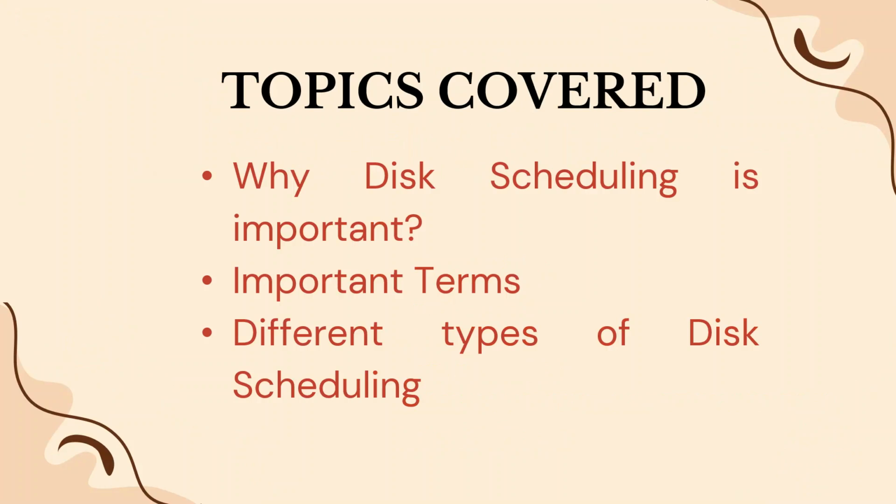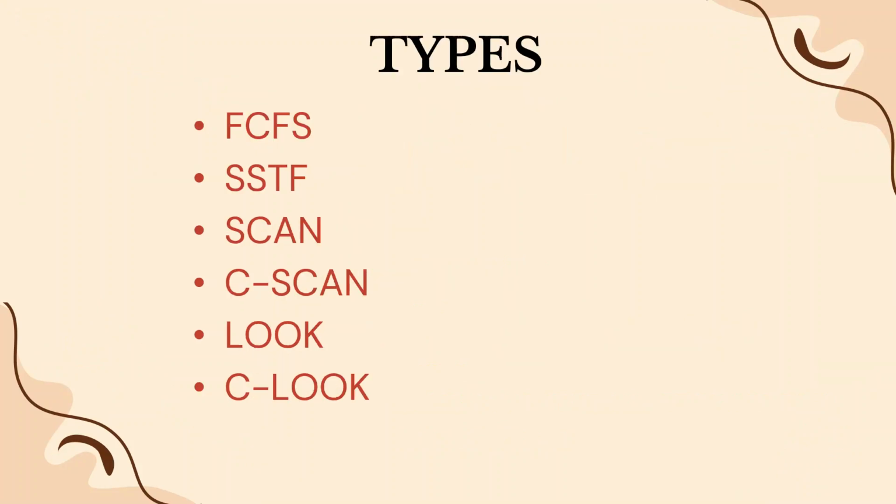The types of disk scheduling algorithms are first come first serve, that is FCFS. Next one is SSTF, shortest seek time first. Then SCAN. Next one C-SCAN, LOOK and C-LOOK. We will see all those things one by one.